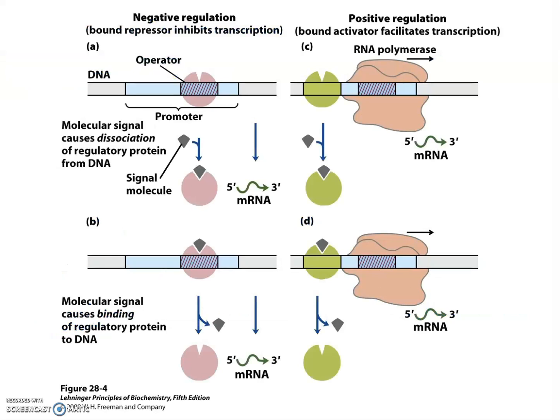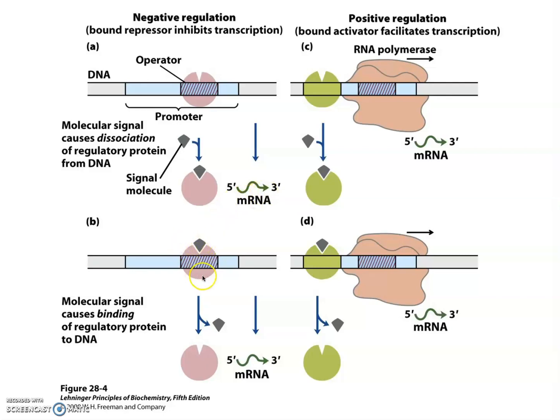In this figure, we'll show two different types of negative regulation by an effector molecule, in this case known as a signal molecule, and two examples of positive regulation. In this particular case, we see a repressor bound to an operator, and there is no transcription. When a signal molecule or effector molecule binds, the repressor loses its affinity for the operator and falls off the DNA, and mRNA is being synthesized, or transcription has been activated.